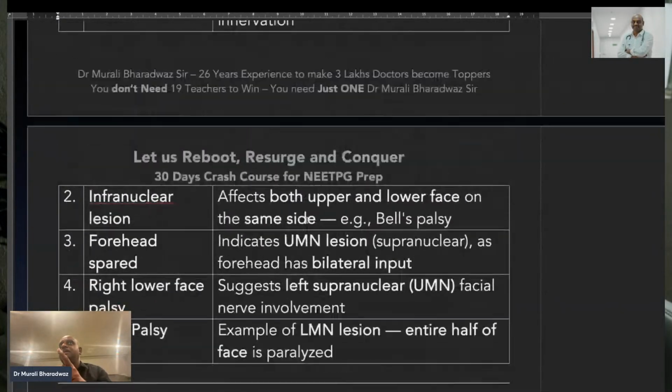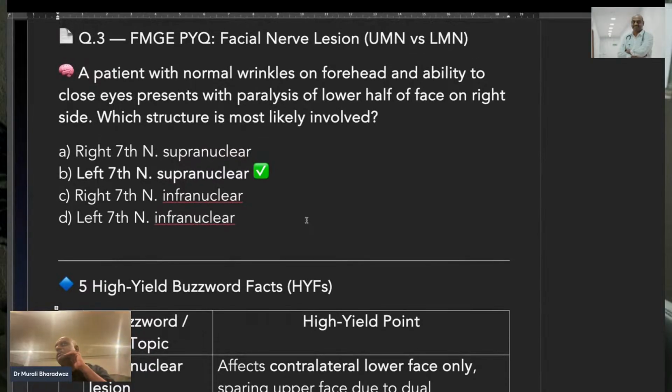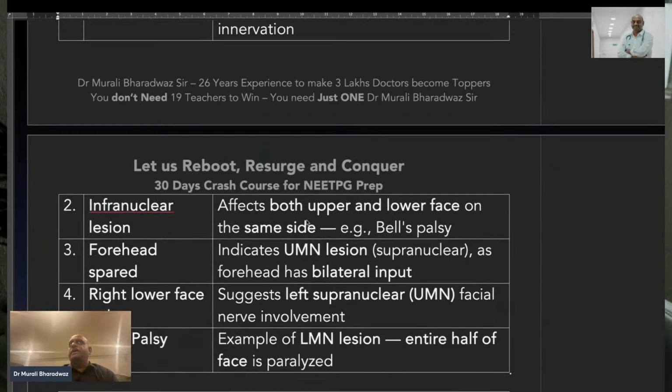What is your answer? Because the right side lower half is involved, a left side supranuclear lesion, upper motor neuron lesion is there. B is the correct answer. Okay. So that's the story of facial nerve.